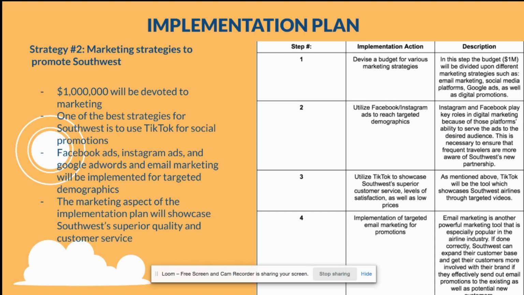Now let's go over the step-by-step plan for the marketing aspect. Step number 1 is devising a budget for various marketing strategies. In this step, the budget of $1 million will be divided upon different marketing strategies, such as email marketing, social media platforms, Google Ads, as well as digital promotions.